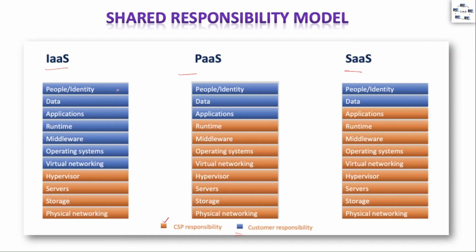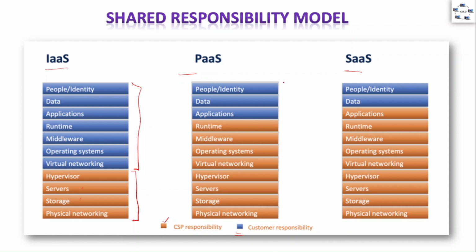As we see in infrastructure as a service, the user or customer has the most responsibility up to virtual networking, operating system, middleware, runtime, application, etc., while the underlying physical hardware as well as the virtualization OS, such as the hypervisor, physical server, storage, and physical networking, as well as the physical security, are the CSP's. Remember, physical security is always the responsibility of the CSP.